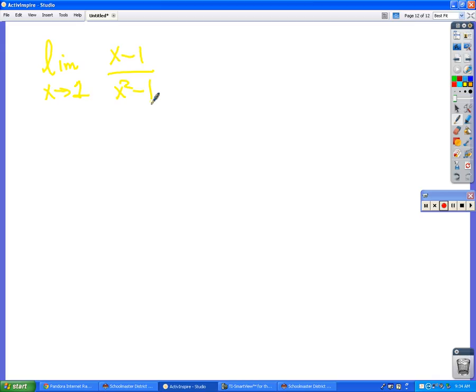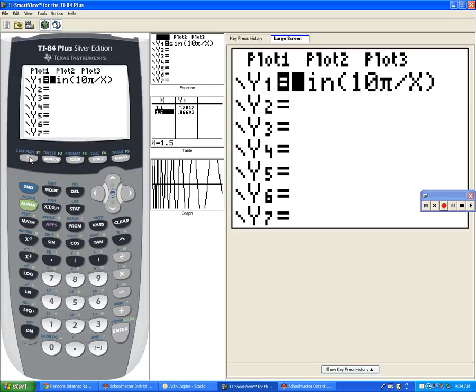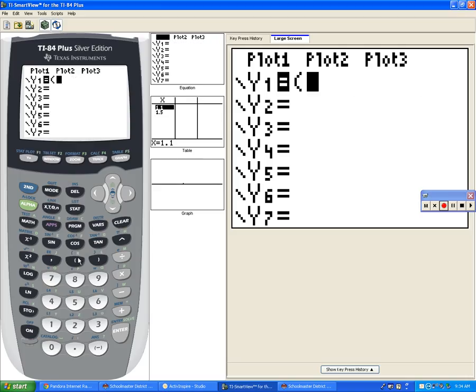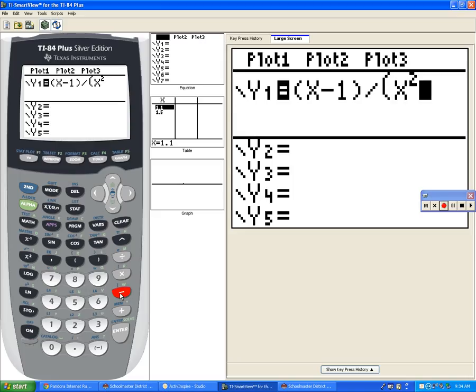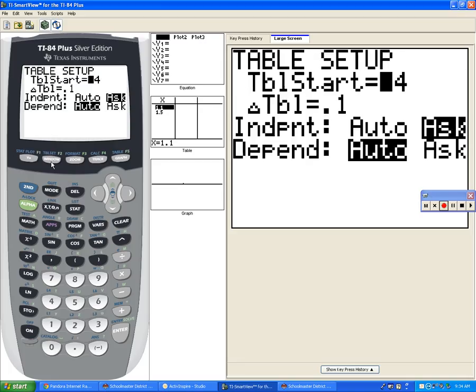So let's put this in the calculator again. So x minus 1 over x squared minus 1. Don't forget, if you're doing this, since you've got 2 terms on the top and 2 terms on the bottom, you have to use parentheses, or else the calculator will give you a different graph than what you wanted. Was it x squared minus 1 on the bottom? Okay, so I'm going to type that in there, and then I'm going to go back so that my table is automatic.